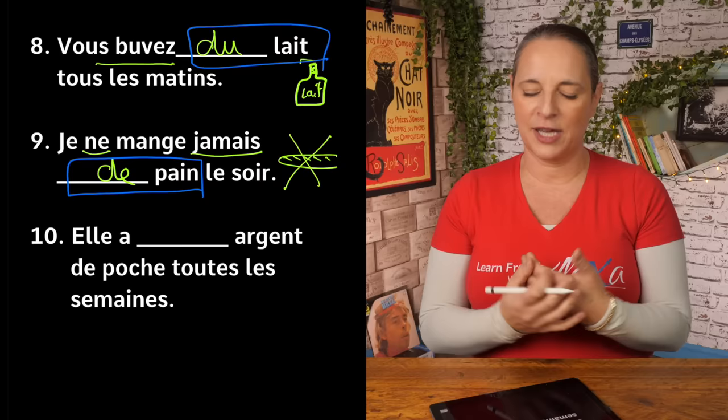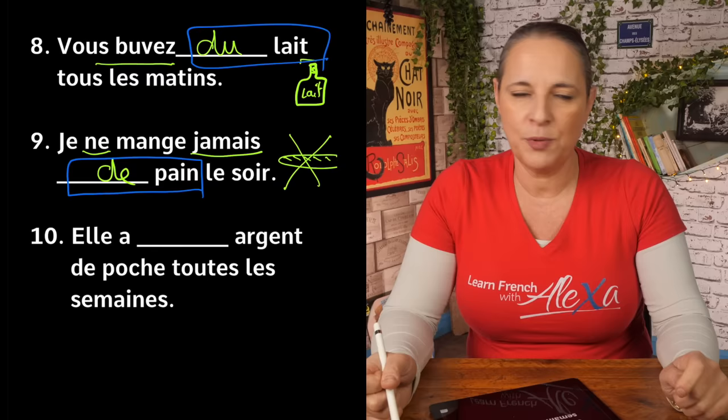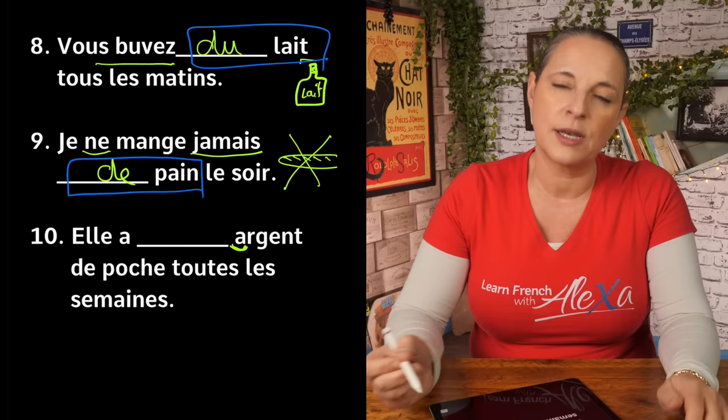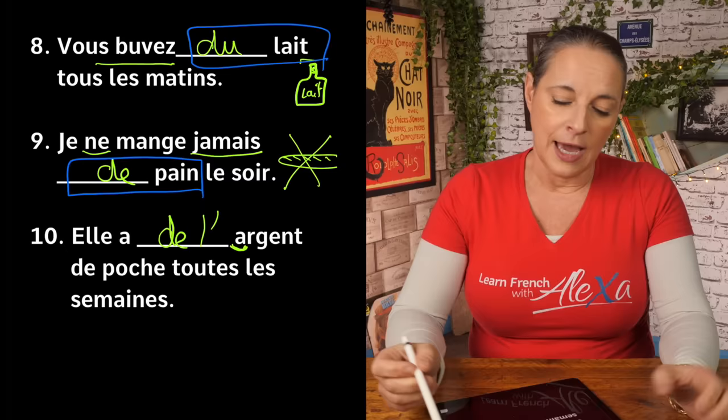Now, what would you say? Du argent de poche? De la argent de poche? De l'argent de poche? Des argent de poche? Well, here the word argent begins with an A, okay? And it is a vowel, so therefore we are going to say de l'. Elle a de l'argent de poche toutes les semaines. She has pocket money every week. And by the way, argent, and this is for you, is masculine.